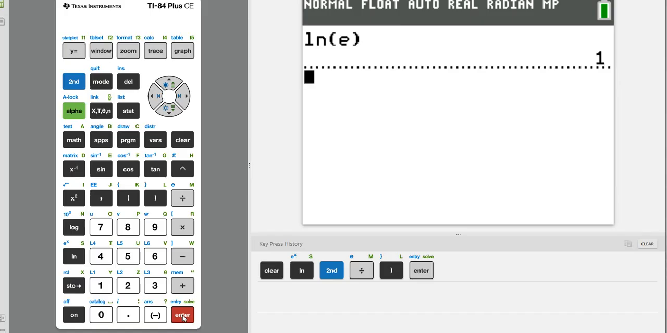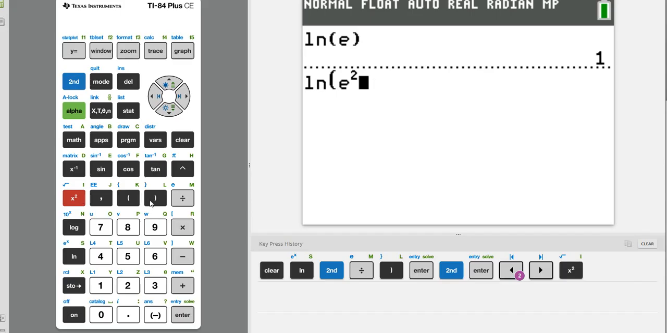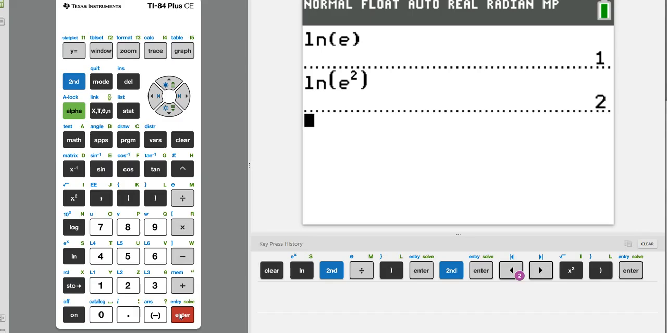How about the next one? ln of e squared. Well, I'm going to make my life a little bit easier here. I'll hit the second key and then the enter key. Just go back and I don't need to put an exponent here. I want to make that a squared. Any predictions? What power of e is going to give me e squared? 2. Yeah. e to the second power gives me e squared. So the answer is 2.